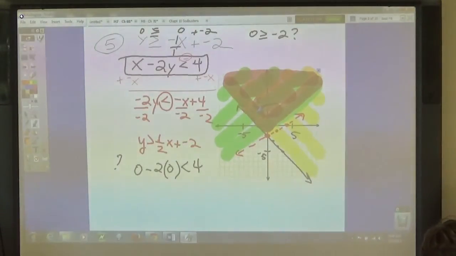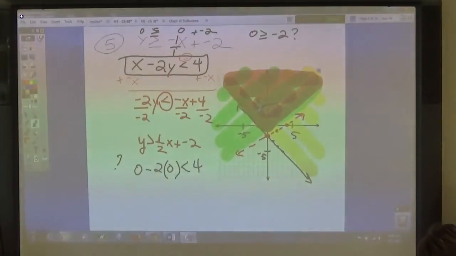So what I want you to do for homework is 6 through 10 on that sheet. And 18 to 21. But finish this worksheet.